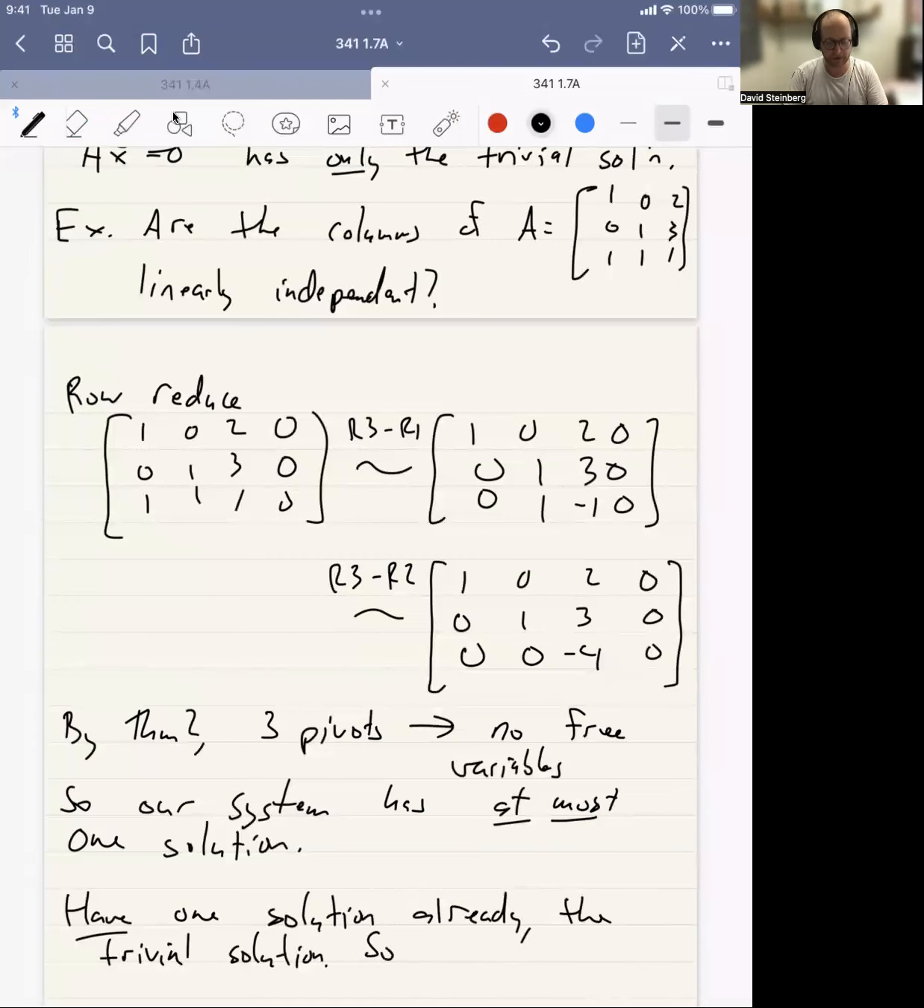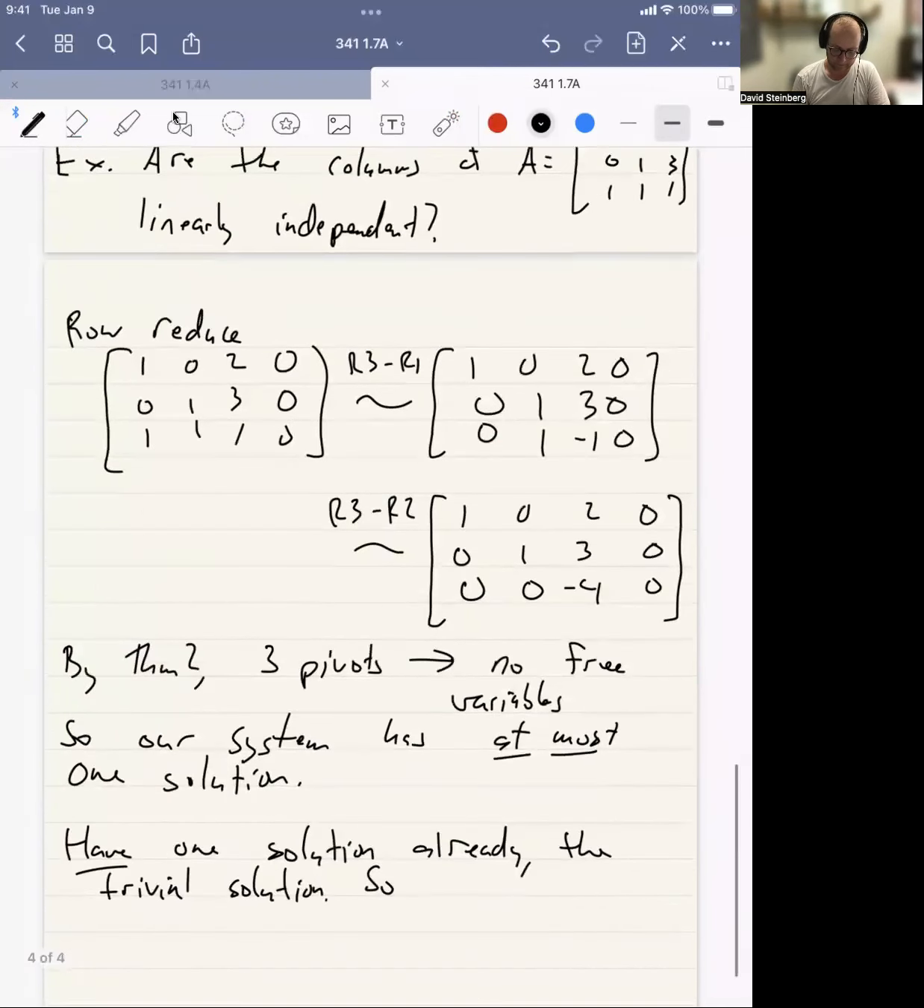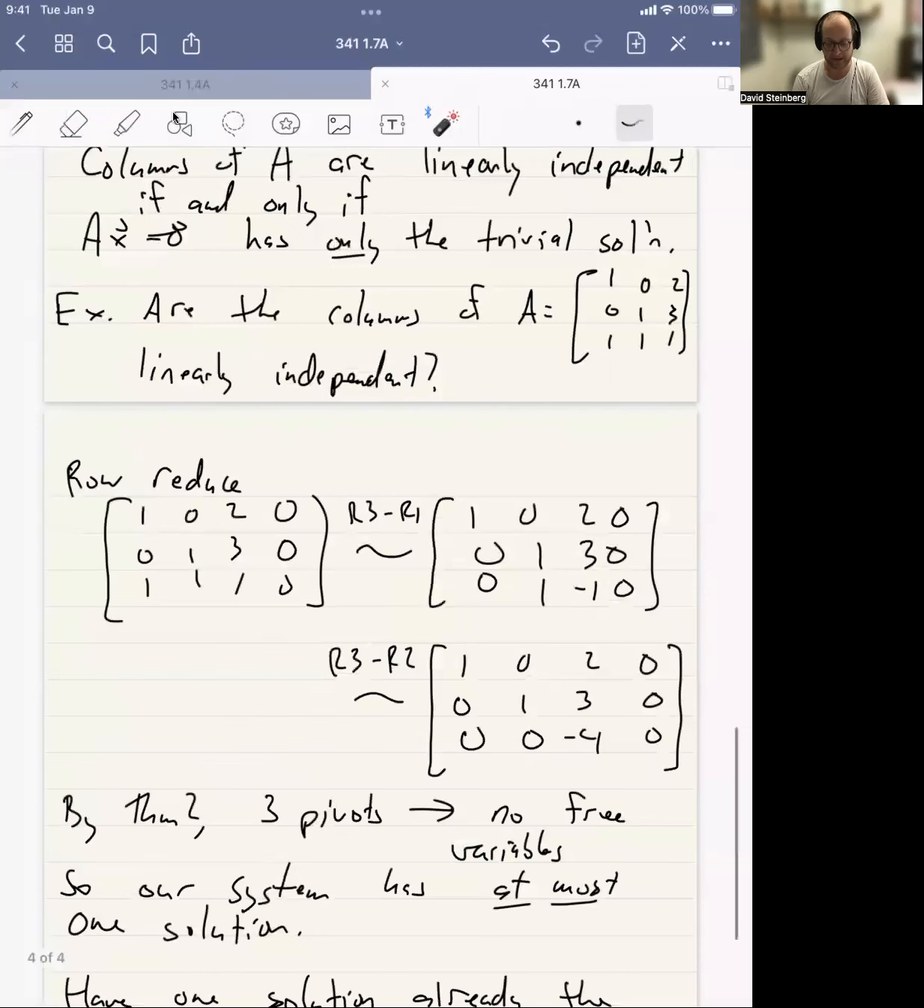So if there's only the trivial solution to our homogeneous equation, that means that indeed the columns of A are linearly independent. The only way you combine them to get the 0 vector is if you do the silly thing of doing 0 times the first one plus 0 times the second plus 0 times the third.